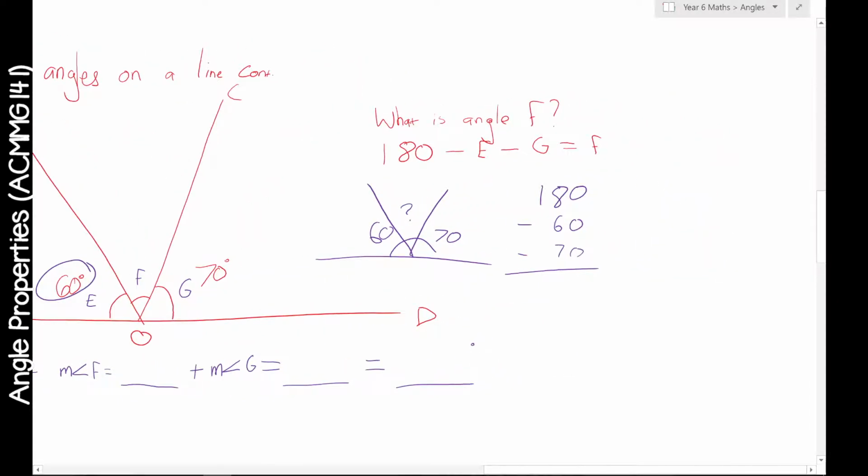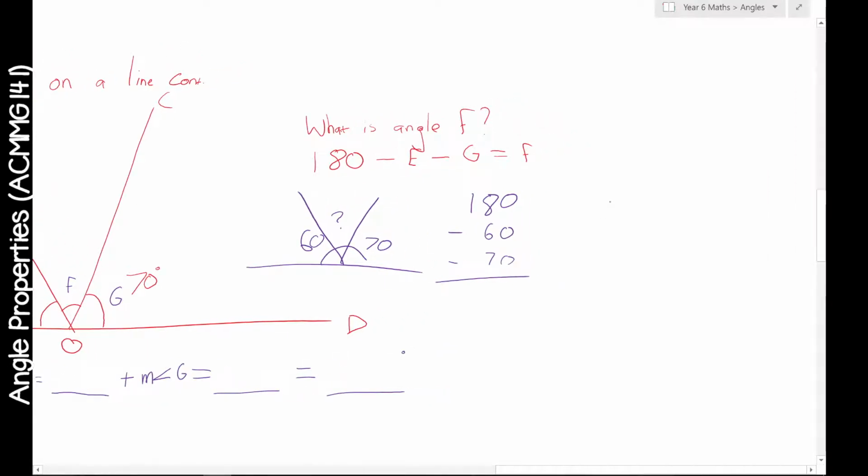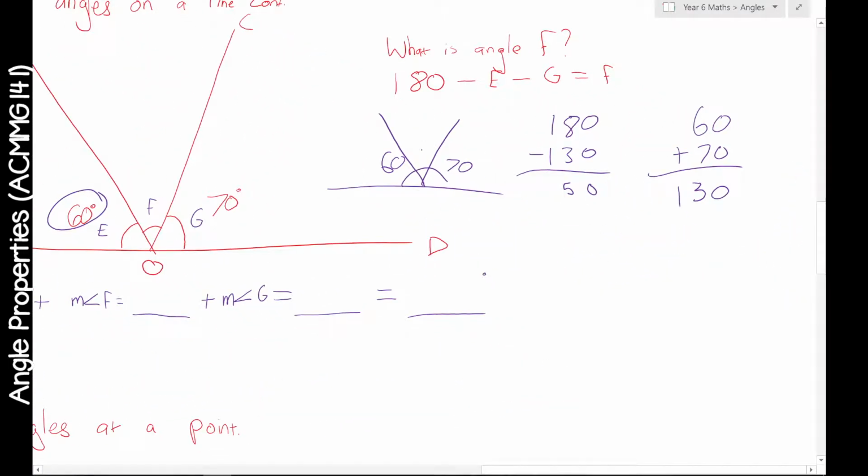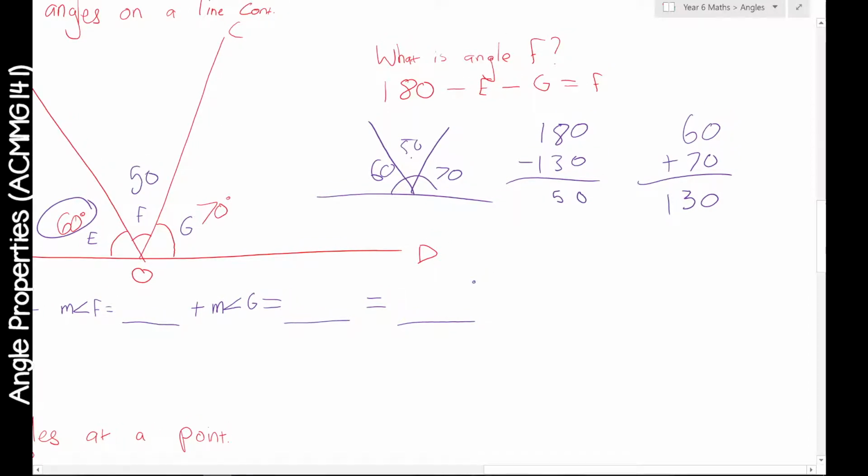If you're like me and you don't particularly like subtracting lots of numbers all together, maybe what we could do is we could say, well, 60 plus 70, we could put these two together, and that equals 130. So instead of saying take away 60, take away 70, I could just take away 130, because that was them together. And once I've done that, I know that I've got 50 left over, which means that this mystery is 50. So this is 50 right here, and now I can put it in.